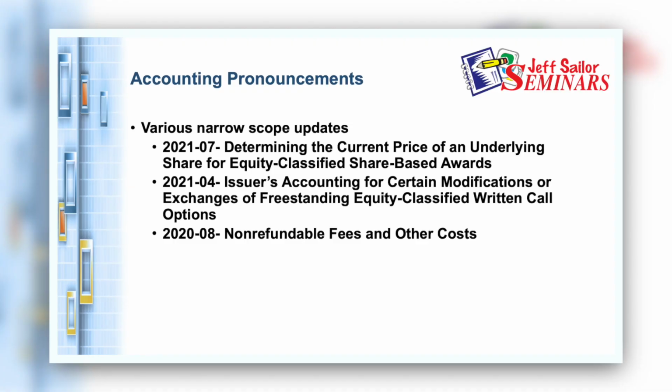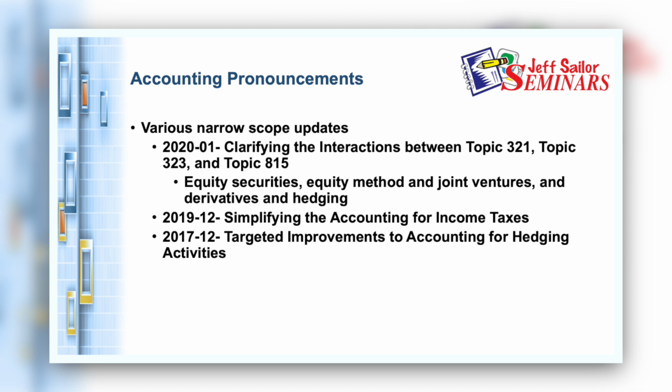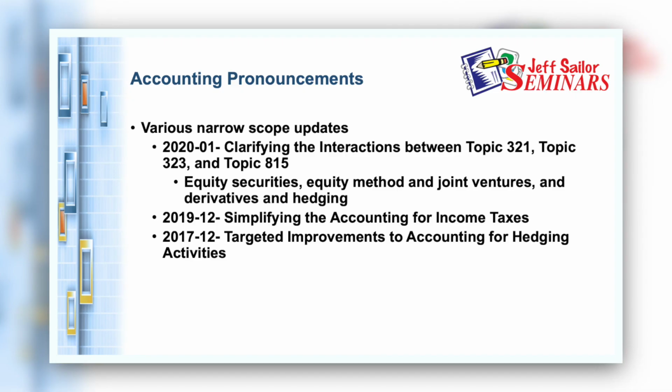2021-07, determining the current price of an underlying share for equity classified share-based awards. 2021-04, issuers accounting for certain modifications or exchanges of freestanding equity classified written call options. 2020-08, non-refundable fees and other costs. 2020-01, clarifying the interaction between topic 321, 323, and 815. Basically, this is dealing with equity securities, equity method in joint ventures, and derivatives in hedging.